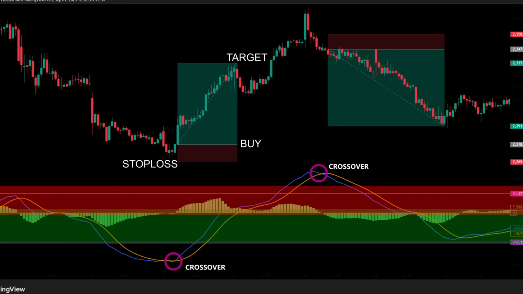Now there are chances of the price coming down. We will make a sell entry here and our stop loss will be at the high of the candle before the crossover candle and our target will be the same 1 to 2. So you can see that this trade also turned out to be profitable for us.